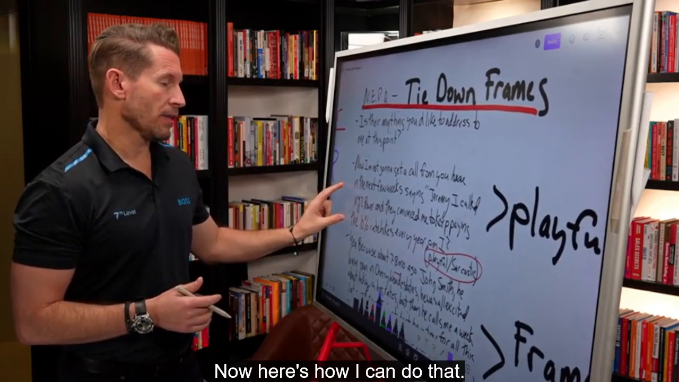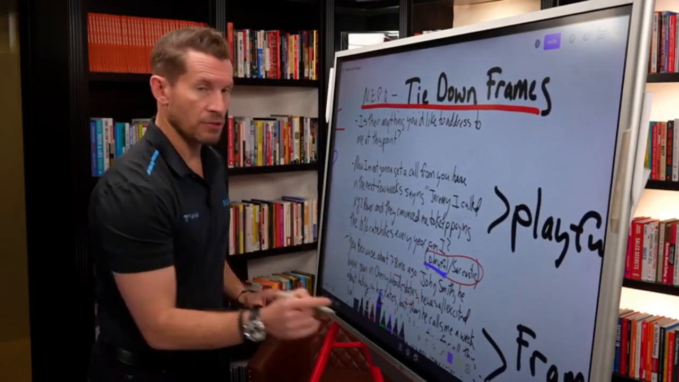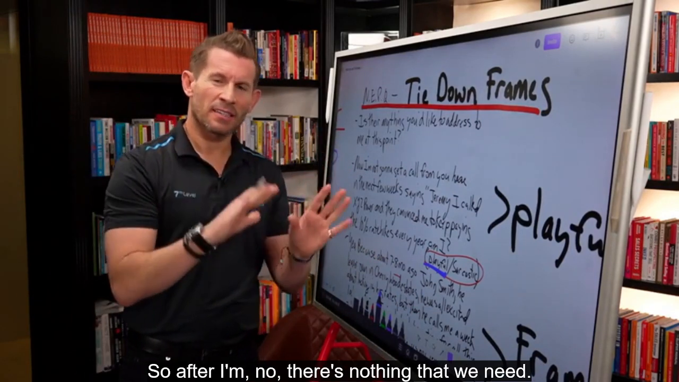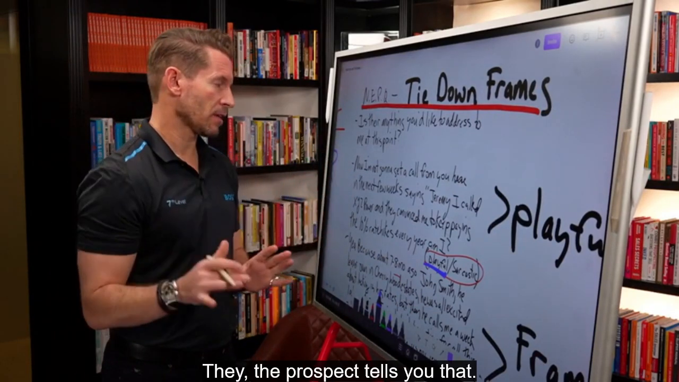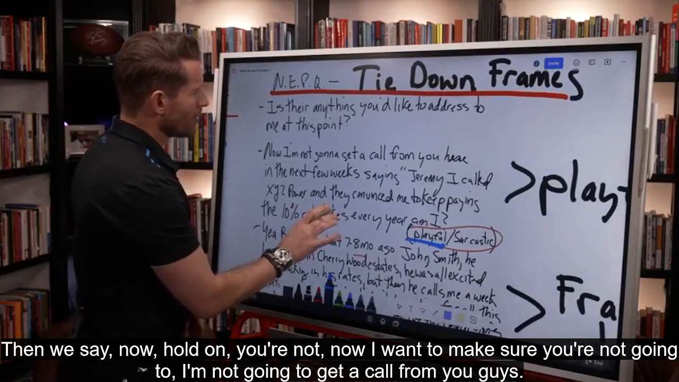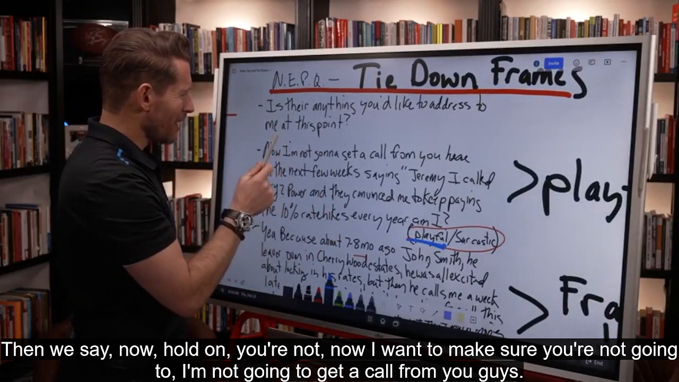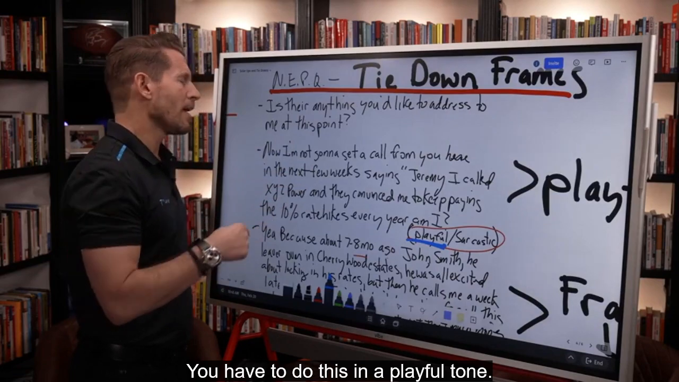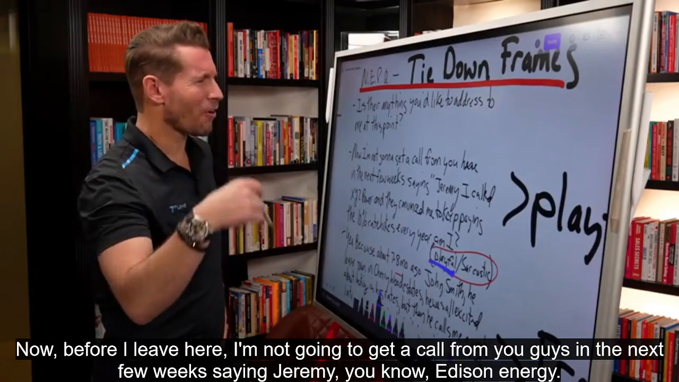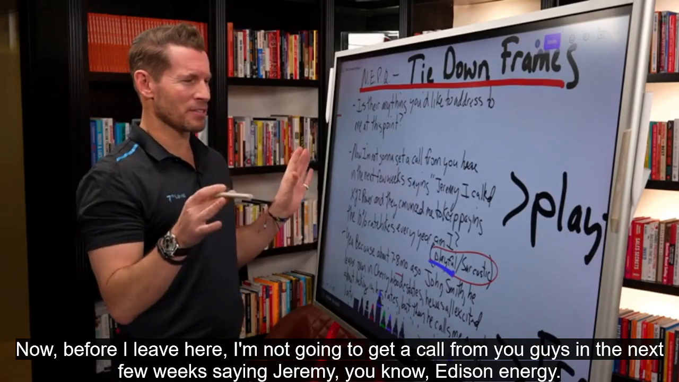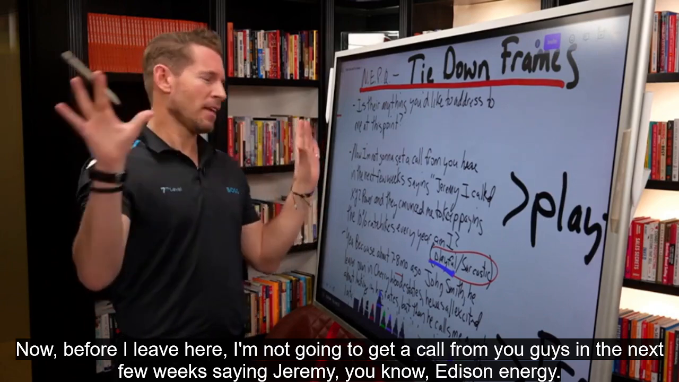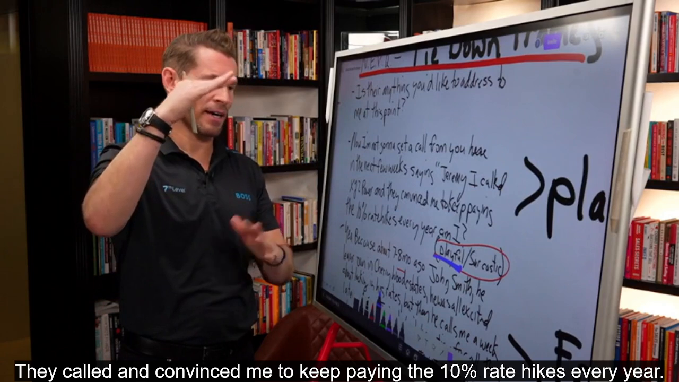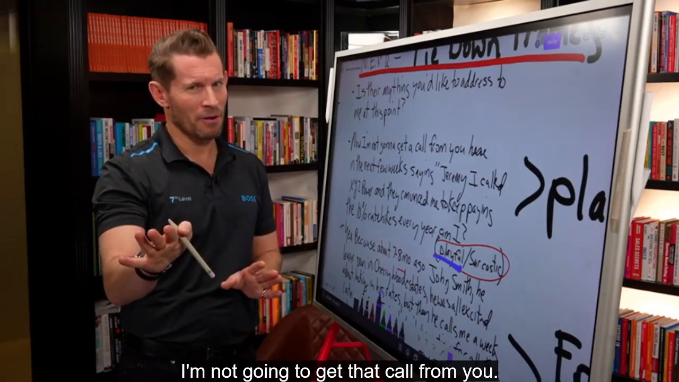Now, here's how I can do that. And I'm going to use more of a playful tone here. So let's come over to this video here. After the prospect tells you, no, there's nothing that we need, it sounds good, blah, blah, then I'm saying, now hold on. Now I want to make sure I'm not going to get a call from you guys. Now you have to do this in a playful tone. Now hold on, before I leave here, I'm not going to get a call from you guys in the next few weeks saying, Jeremy, Edison Energy called and convinced me to keep paying the 10% rate hikes every year. I'm not going to get that call from you, am I?